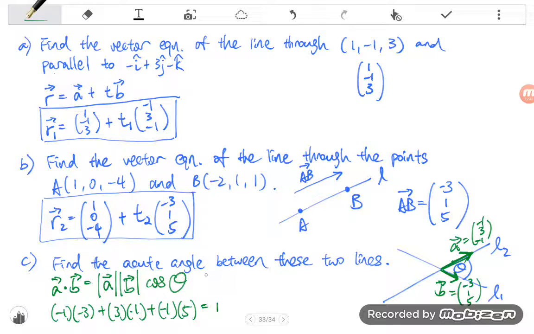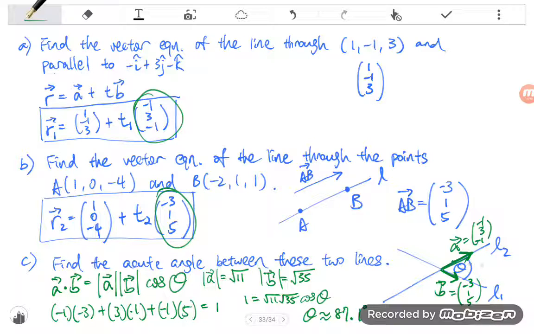So that will give us 3 plus 3 gives us 6 minus 5, which is 1. Now the magnitude of A, if you use a calculator, is 1 squared plus 9 plus 1, that will be 11, so root 11. And the magnitude of B, use your calculator please, 9 plus 1 plus 25, that's 35, so root 35. Okay, so I can complete the dot product. I'll have 1 equal to root 11 times root 35 times cosine of theta. With the calculator, my theta is approximately 87.1 degrees. That's it. I hope you understood the part where I used the direction vectors to help me figure out theta, the angle between them.